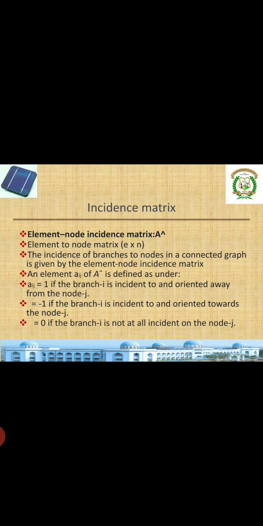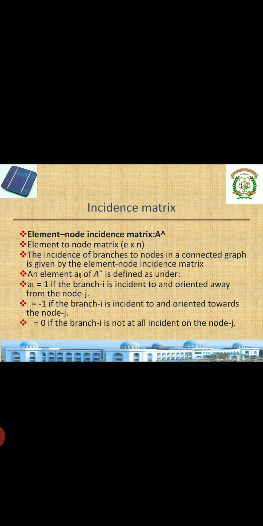What is the incidence matrix? It's nothing but the element to node matrix. Usually it is denoted by A cap. Element to node matrix means the order of the matrix is taken as E cross N, meaning in rows we take the elements and in columns we take the nodes.